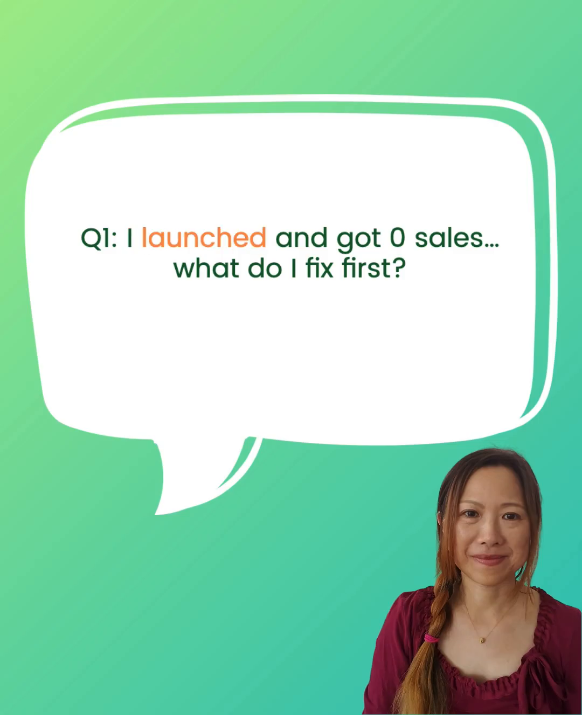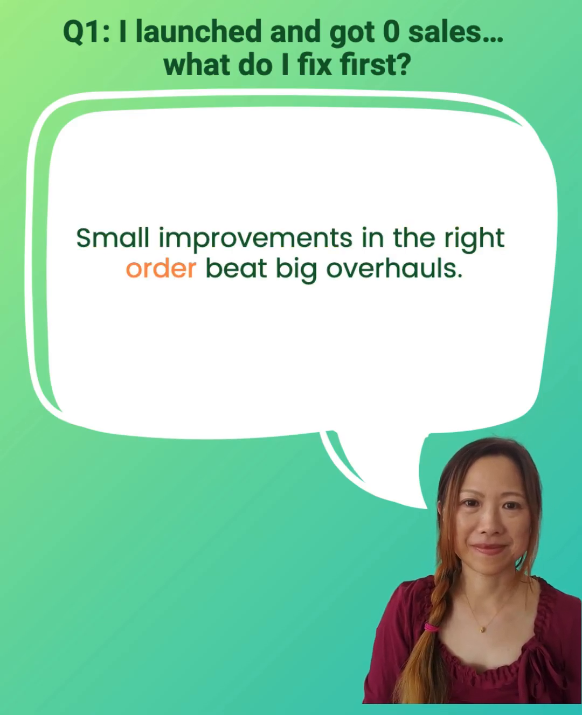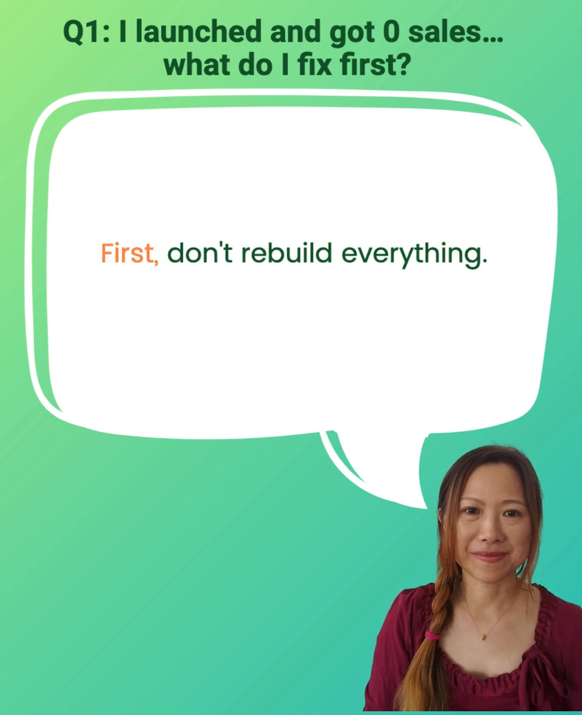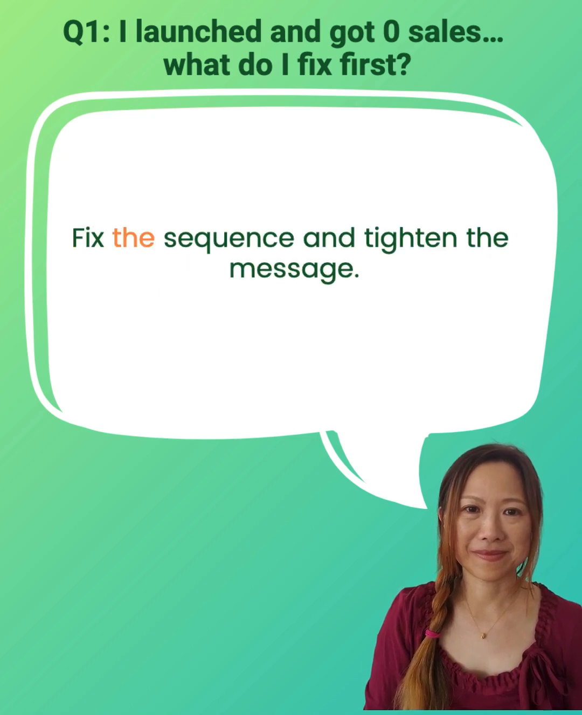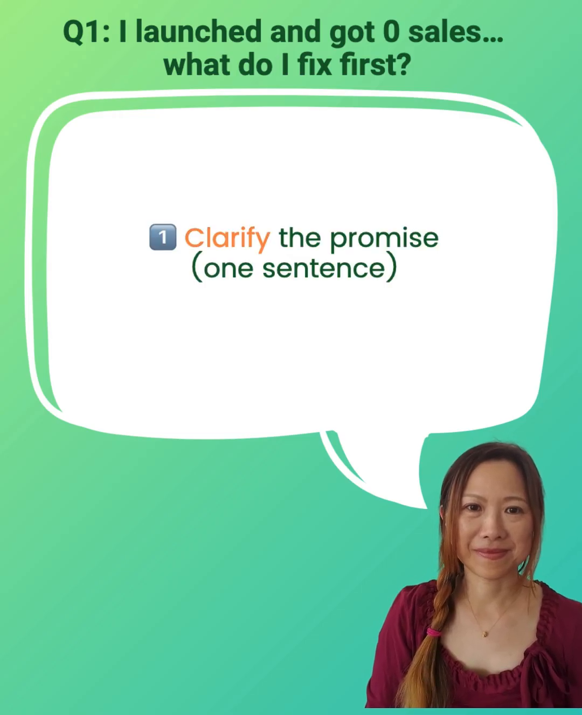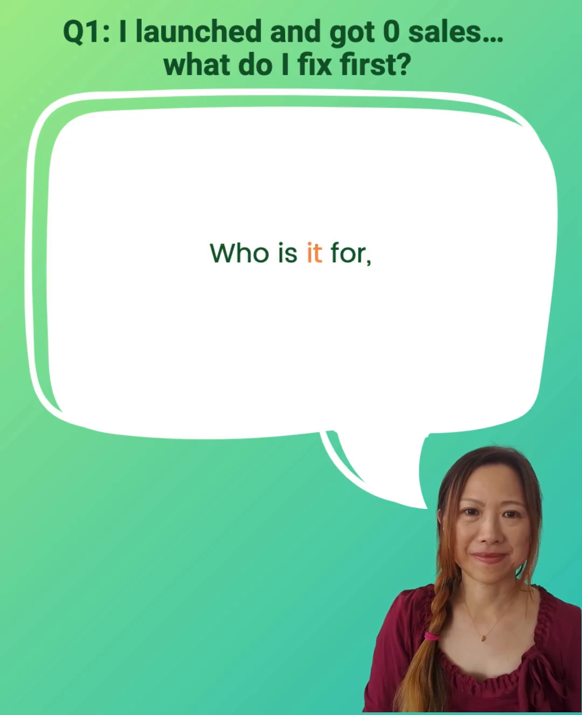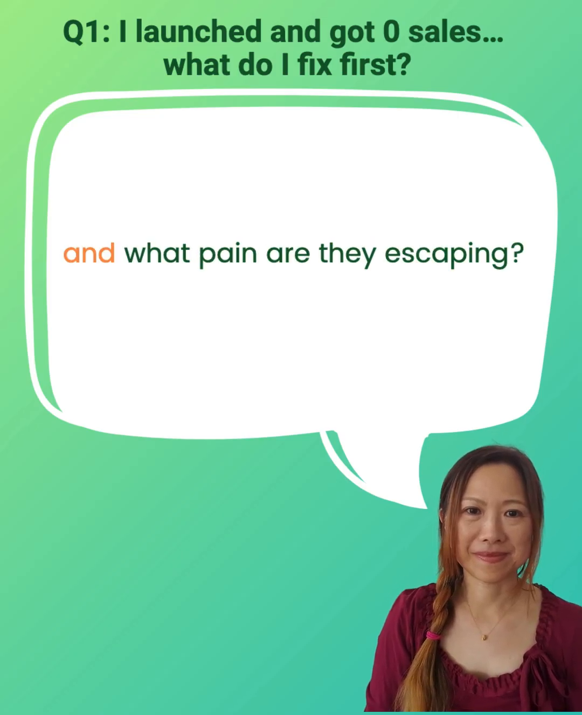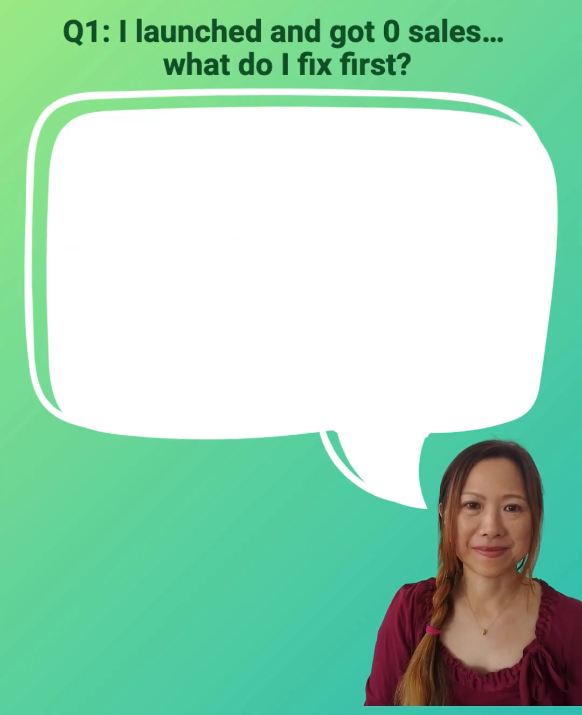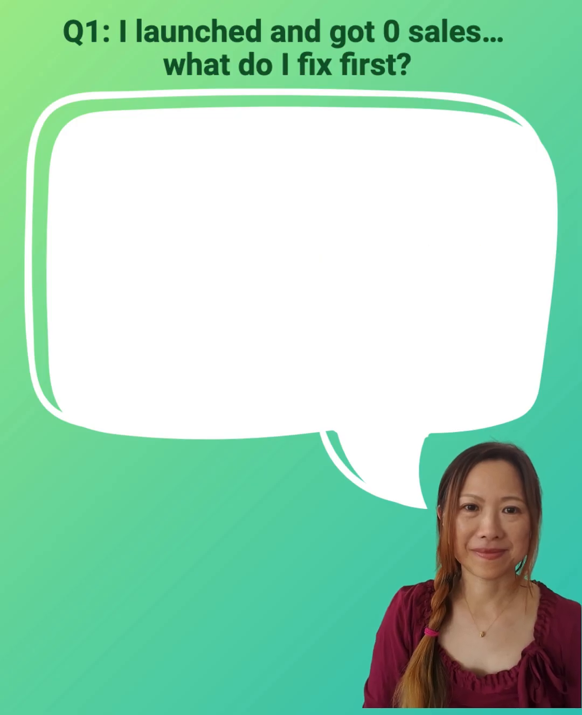I launched and got 0 sales. What do I fix first? Small improvements in the right order beat big overhauls. First, don't rebuild everything. Fix the sequence and tighten the message. 1. Clarify the promise, 1 sentence. Who is it for? What outcome do they get? And what pain are they escaping? If the promise is even slightly fuzzy, small audiences don't convert.